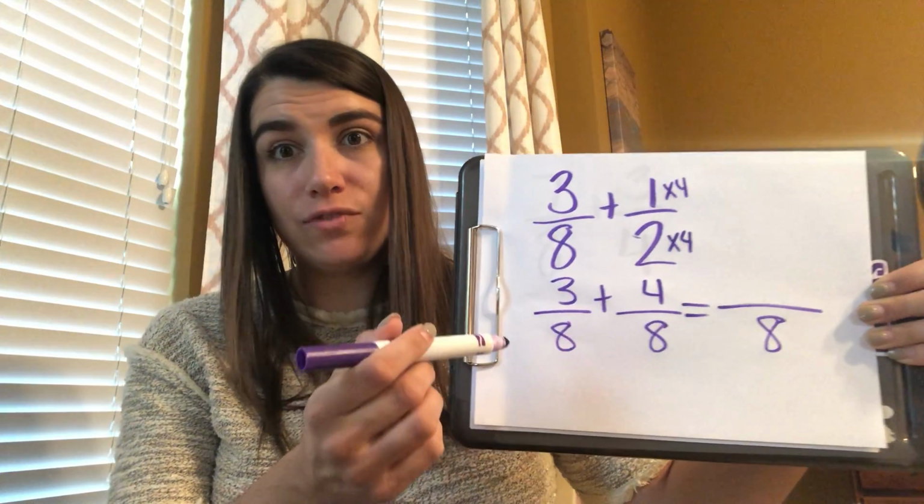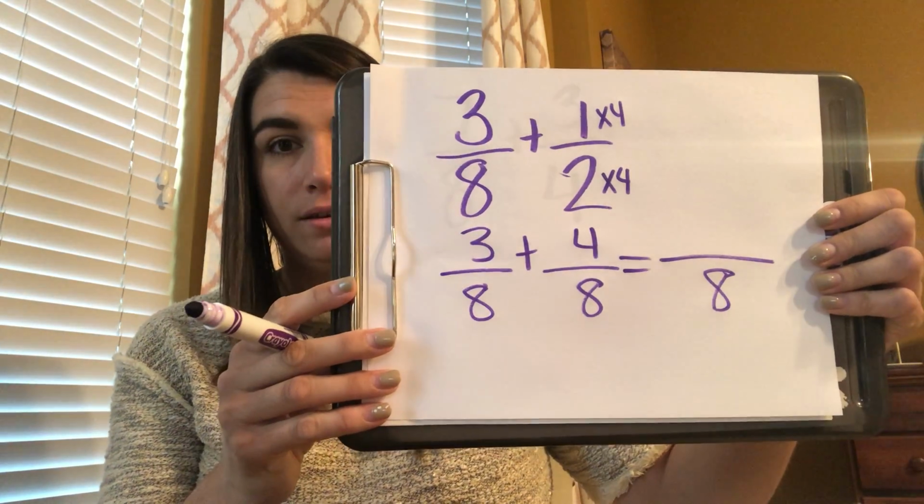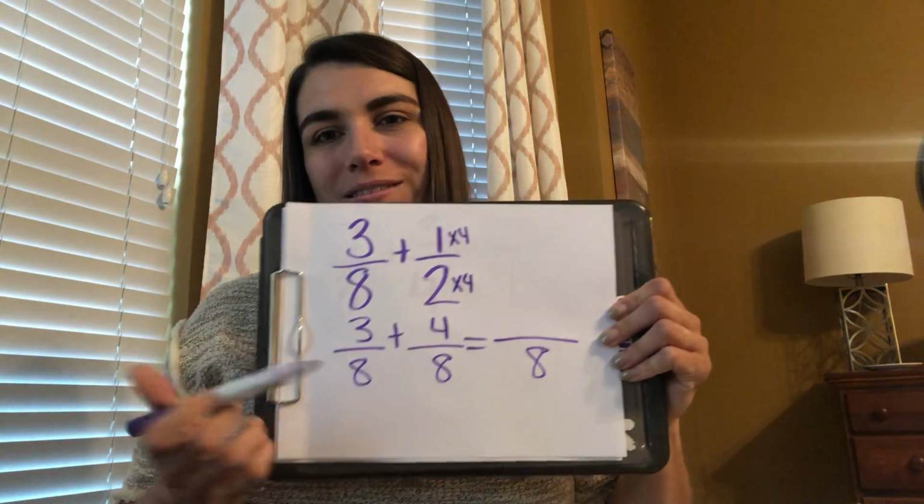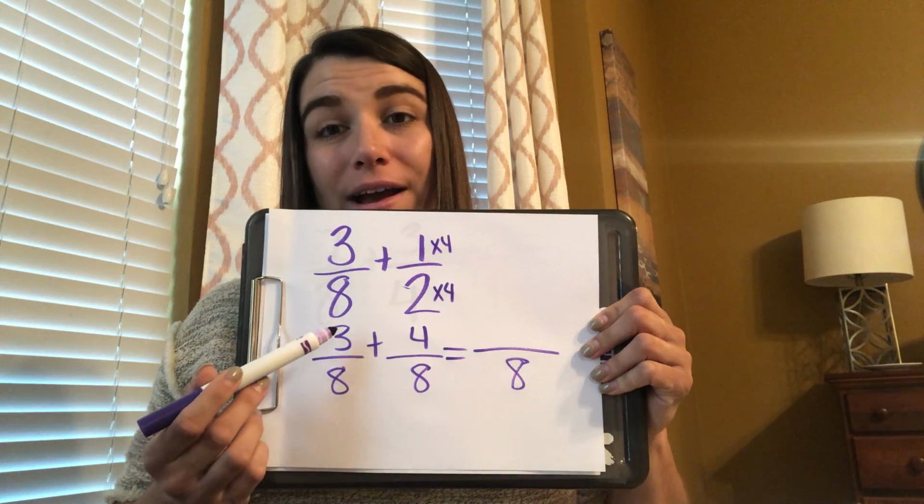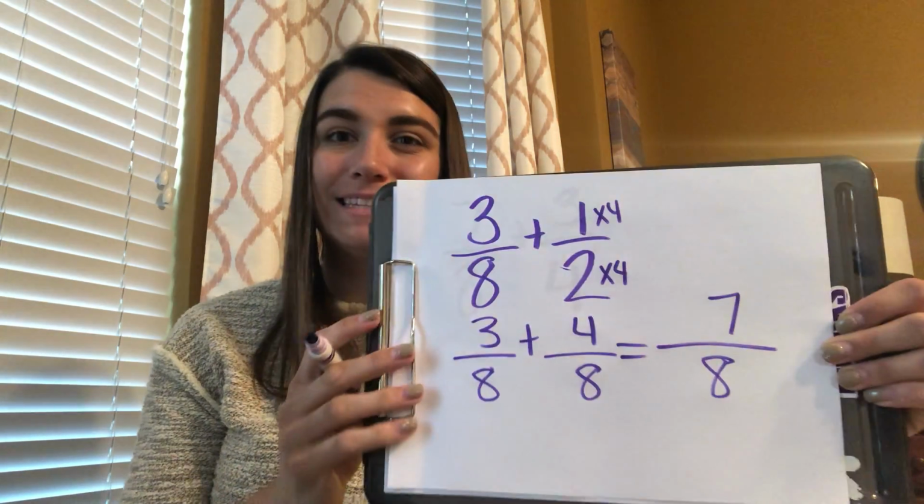And now if you haven't gotten this far, if you messed up here, go ahead and pause now and fix it. You can pause the screen as many times as you want while you go. So pause the screen and solve this one. So now I add 3 and 4. So 3 plus 4 is 7. So I get 7/8.